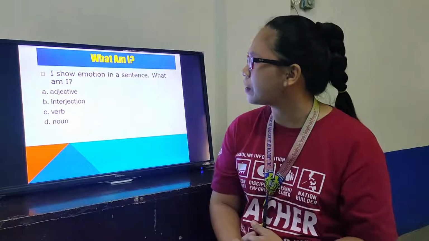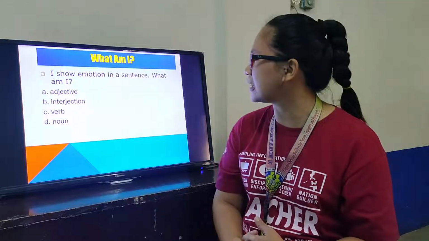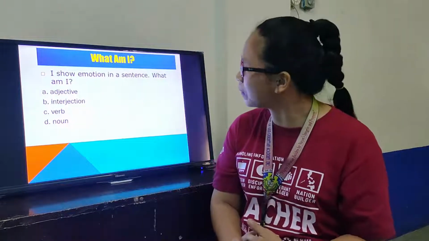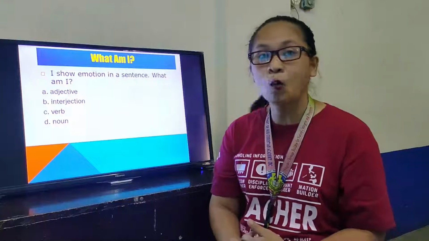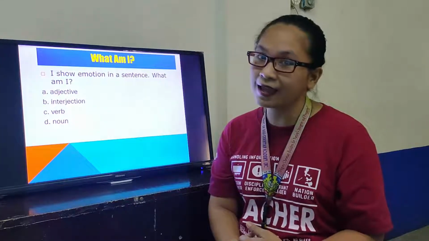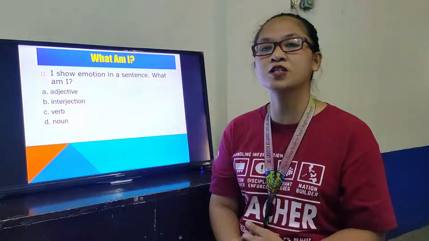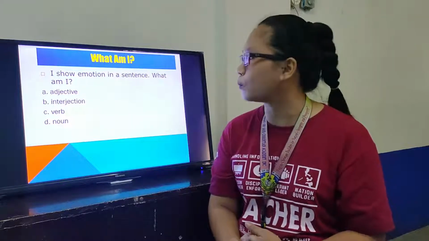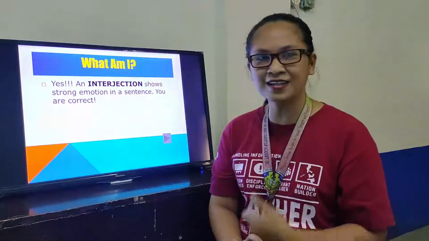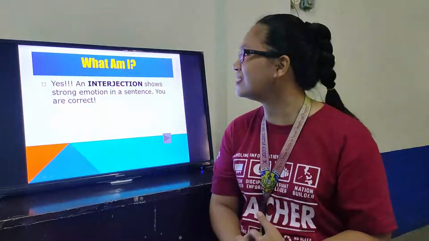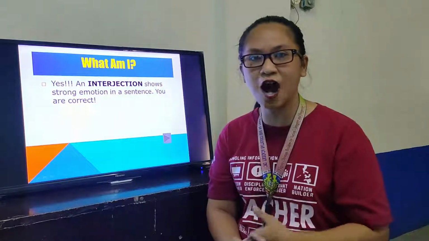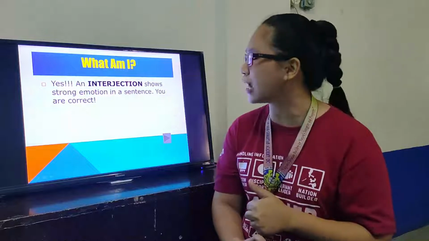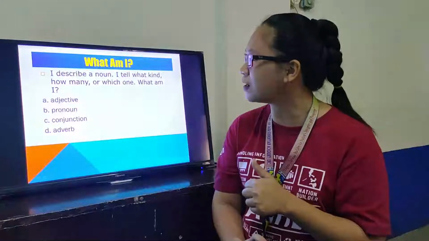What am I? I show emotion in a sentence. Again, I show emotion in a sentence. What am I? Is it A, adjective, B, interjection, letter C, verb, or letter D, noun? All right, correct. Your answer is interjection. Good job, because if it indicates strong emotion, that is interjection. Let's move on to the next one.